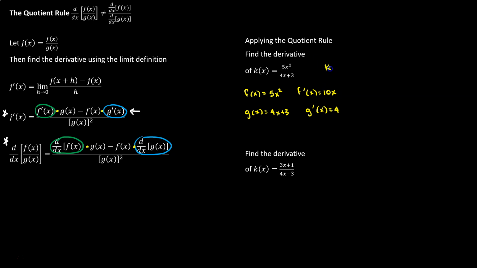When we go to calculate k prime, we're going to use that pattern that says f prime times g minus, that's a little bit different than the product rule. We have a subtraction here, minus f times g prime. And then once we have the numerator written out, we will divide by g squared.